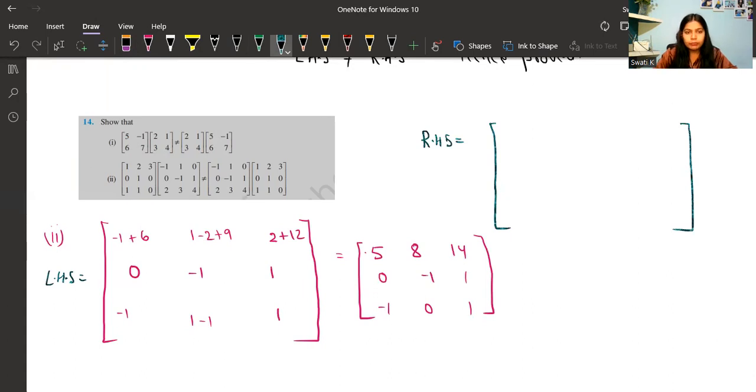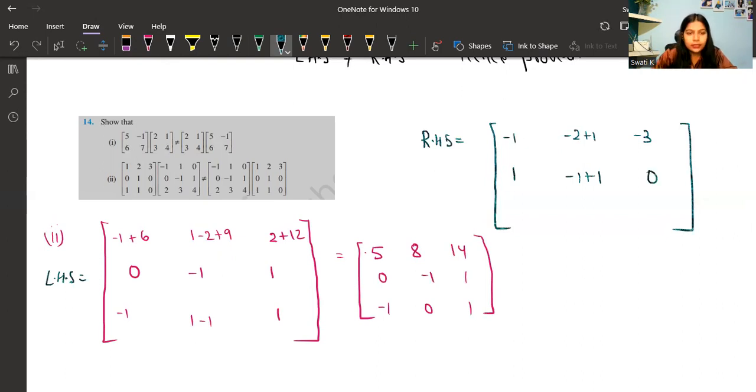It is going to be -1 times 1 is -1, then 1, 0, then 0. Next is -1 times 2 is -2, and then 1, and then 0. Next, -3, then 0. And next, 0, 0. Second row, first column. So 0, 0, and 1. Next, second row, second column. So 0, -1, and 1. Next, 0, 0, 0. Okay.